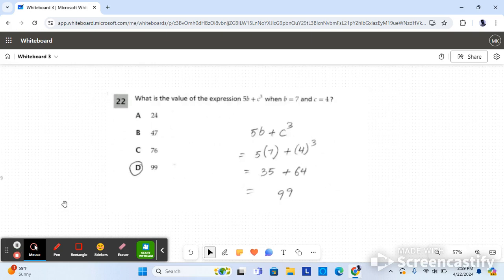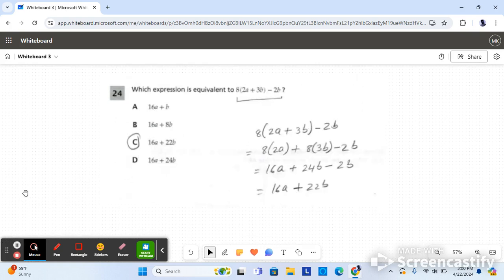For question 22, it says, what is the value of the expression 5b plus c to the power of 3 when b equals 7 and c equals 4? So all I have to do is substitute, and you have to do the PEMDAS again. So do the exponents first. That gives you 64, and then multiply 5 by 7. That gives you 35. 35 plus 64, that is 99. So the value is 99, which is answer choice D.